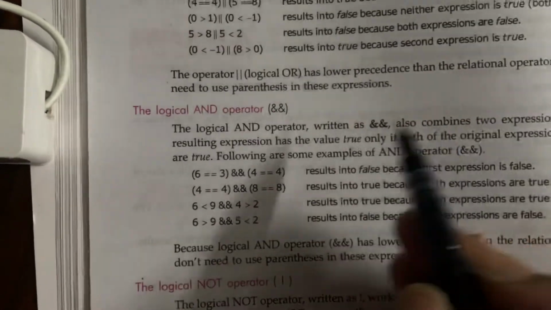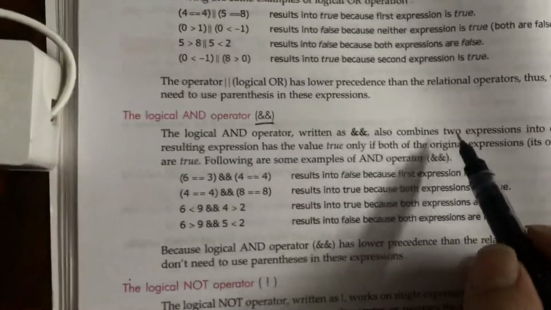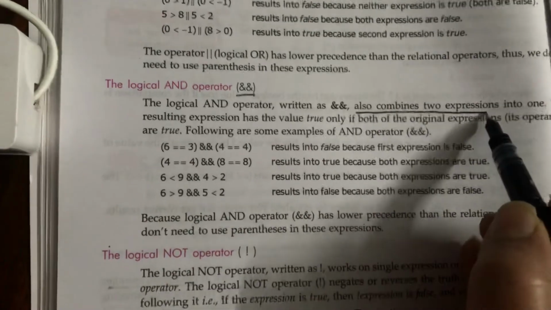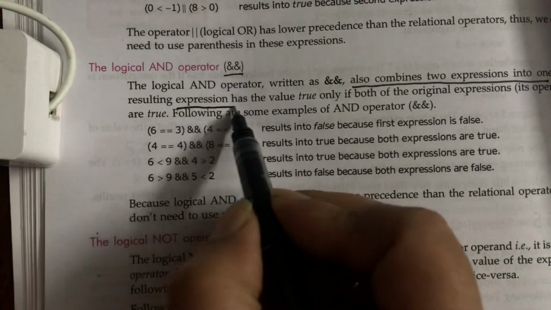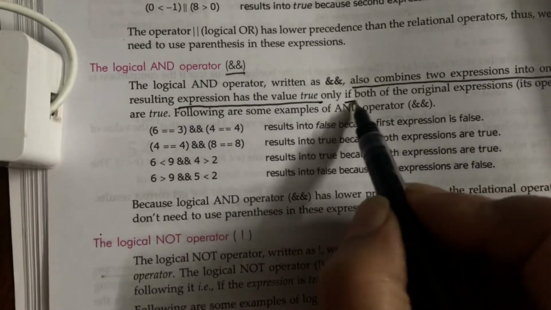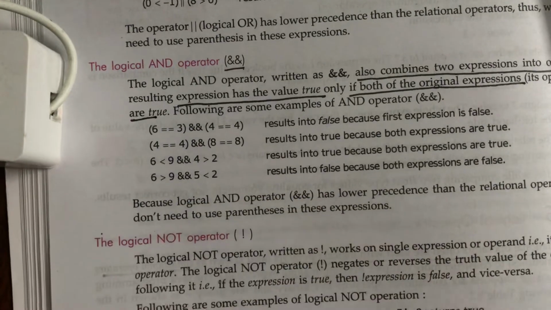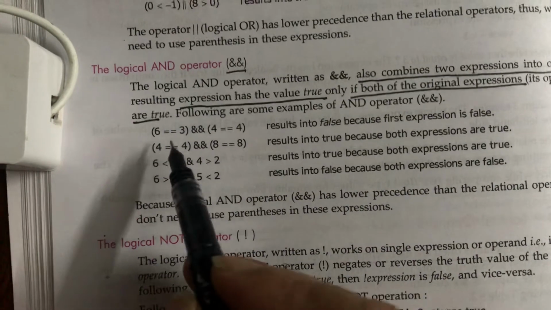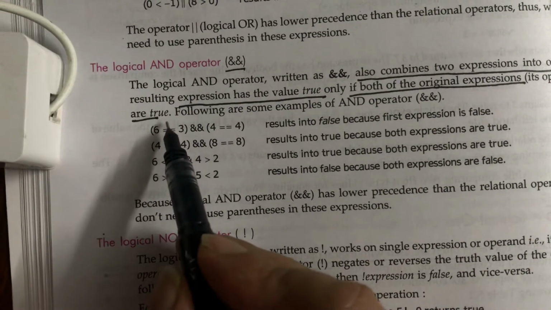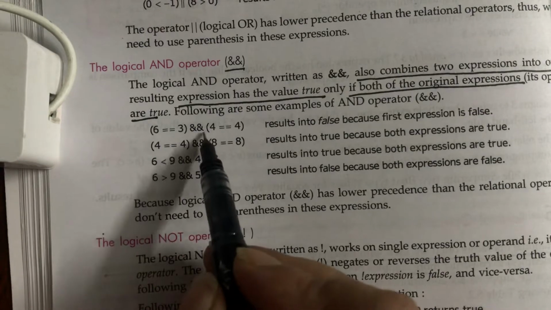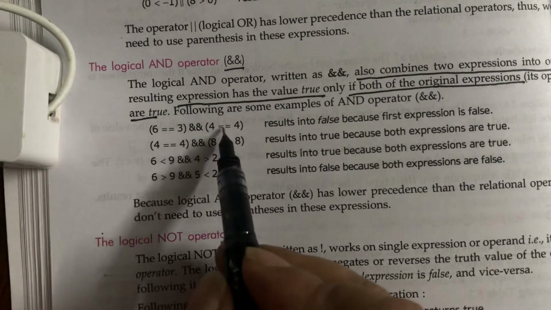Next, underline is the AND operator, that is ampersand. It combines two expressions into one. And the resulting expression has the value true only if both of the original expressions are true. So here we have the conditions like, is 6 double equal to 3? False. So the very first condition is false, so you don't have to go on to the next to check it, because here both the conditions need to be true.